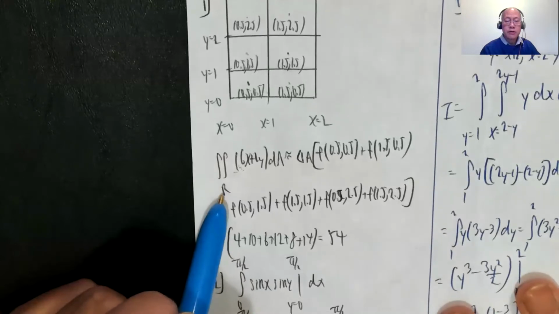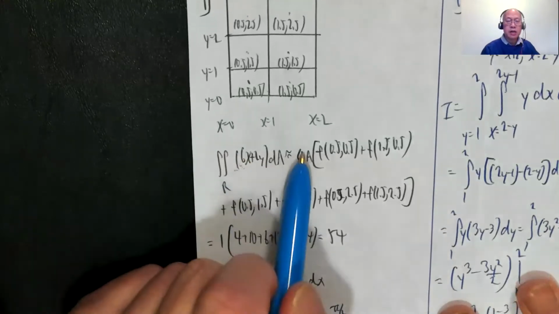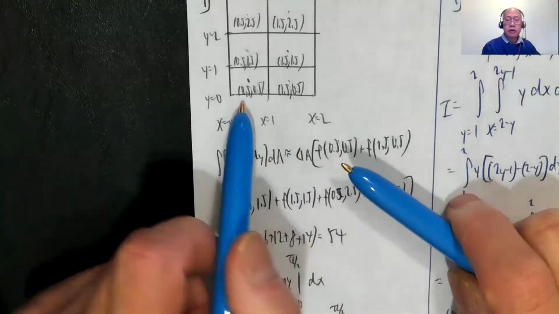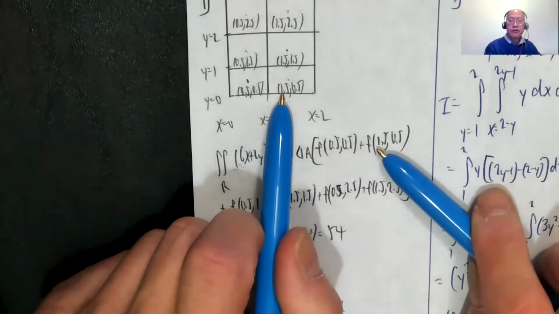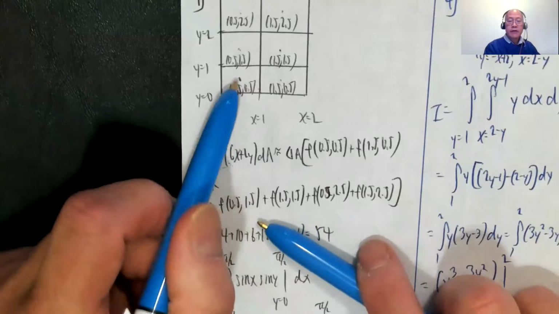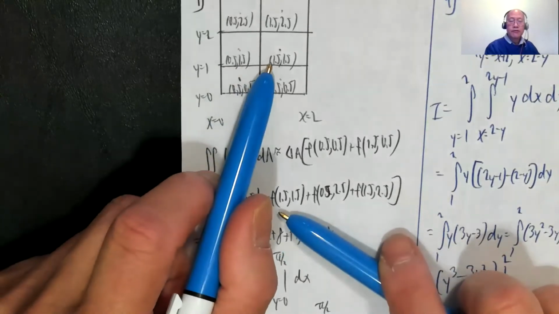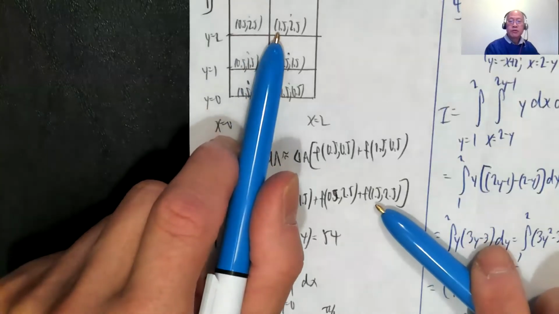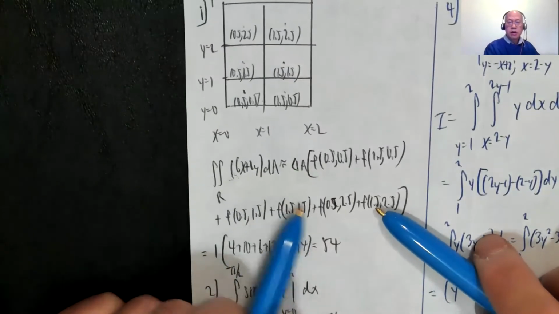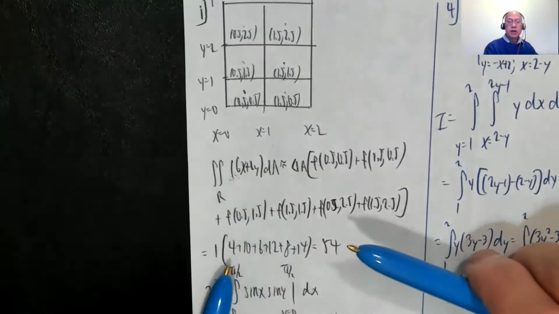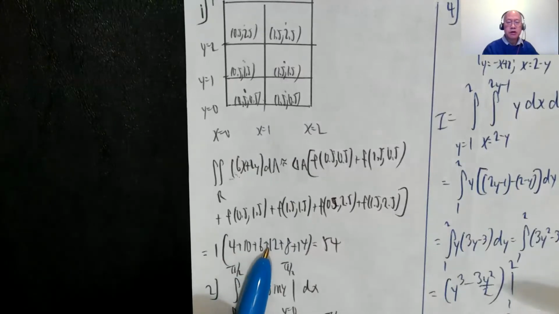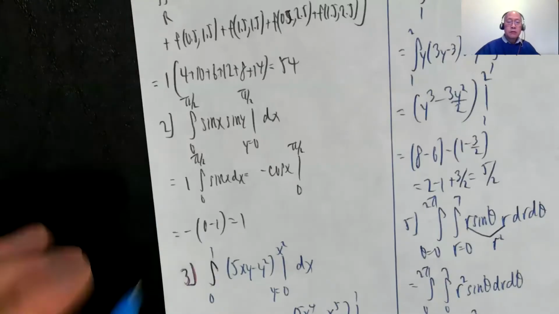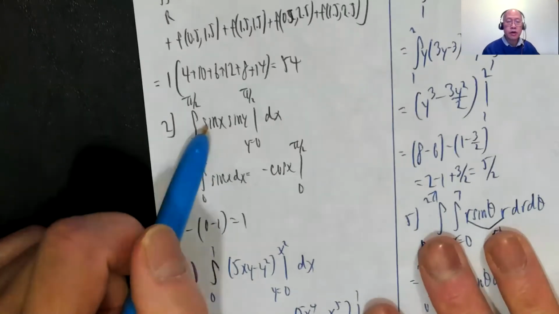Okay, so the double integral over the region of 6x plus 2y dA is approximately delta A, which is 1, times the function value at all the midpoints. So f of (0.5, 0.5), f of (1.5, 0.5), f of (0.5, 1.5), f of (1.5, 1.5), f of (0.5, 2.5), and f of (1.5, 2.5). You plug all of these into 6x plus 2y, you get 4 plus 10 plus 6 plus 12 plus 8 plus 14 times 1. Answer is 54.